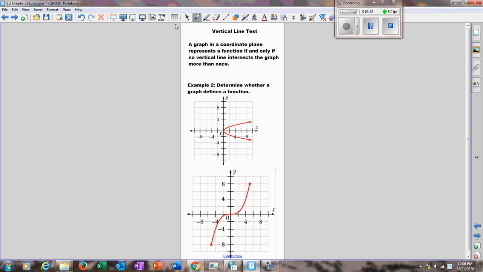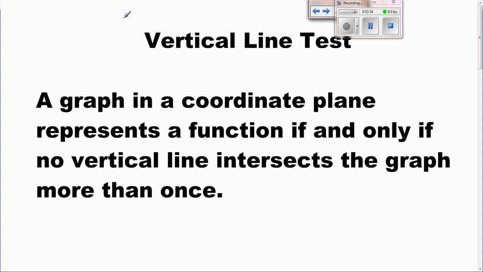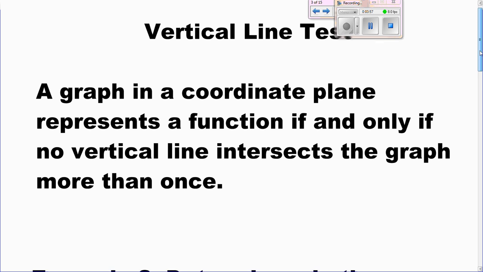All right, let's zoom in on this. So we have the vertical line test. A graph in a coordinate plane represents a function if and only if no vertical line intersects the graph more than once. So the vertical line test says that when we draw a vertical line, it cannot hit the graph more than once. That's how we decide that it's a function.